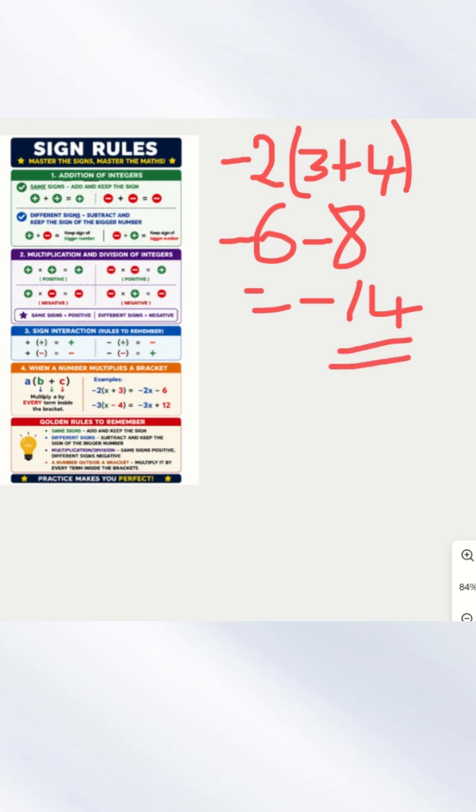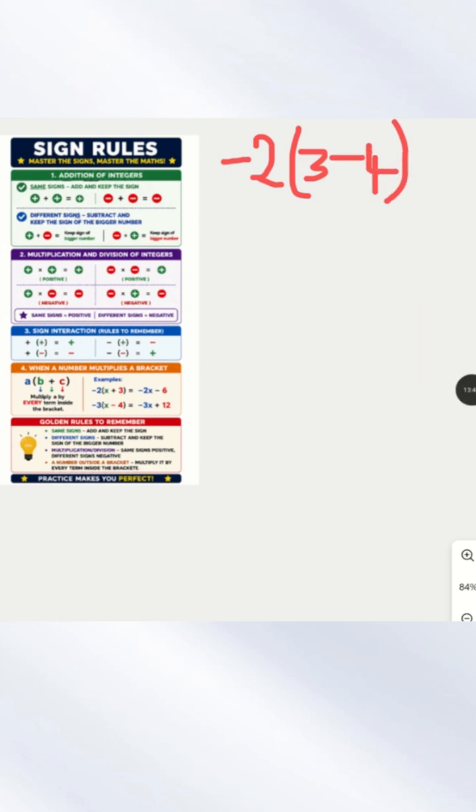But if it is a positive number, the signs in the bracket will never change. So look at this one again. Minus 2 bracket 3 minus 4. Remember, whenever a negative sign is multiplying anything in the bracket, the signs must change. So here, our 4 is having a negative sign. So this 4 will change to plus. If it's having a positive sign, it will change to minus. But since it's having a negative, it will change to plus. So our answer becomes like this.